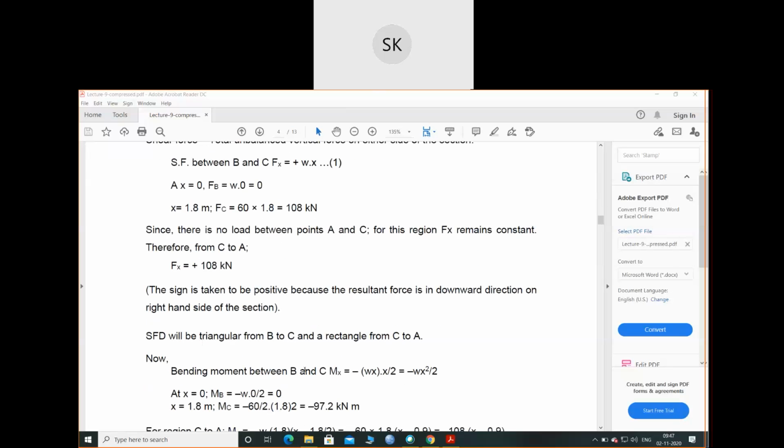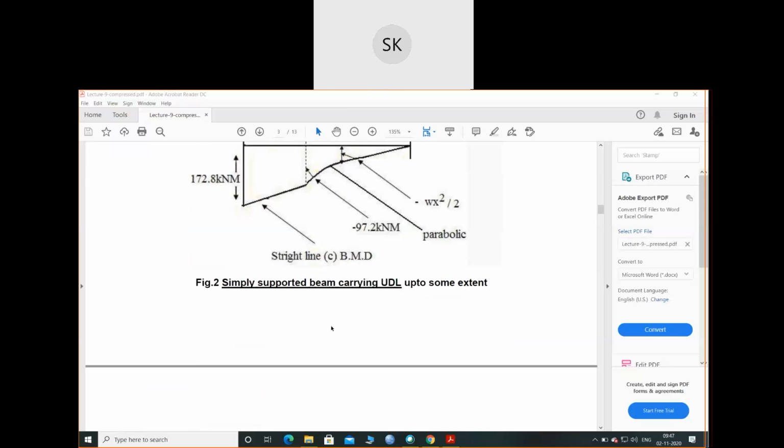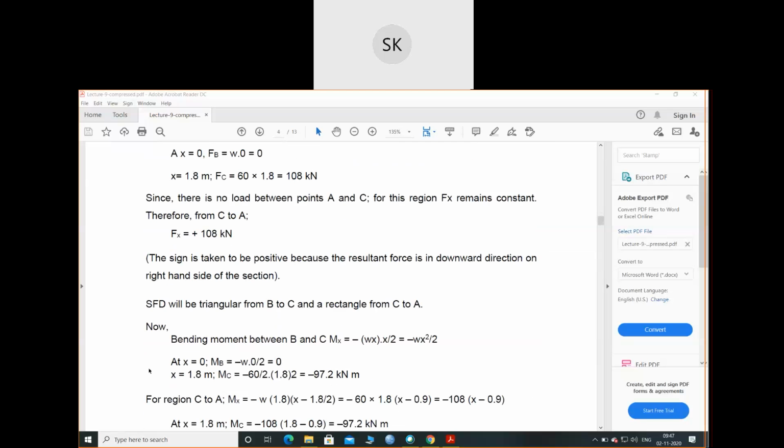Now bending moment. Again, I'm taking the same section here. What will be my bending moment? Force is W into X and the distance is X by 2. So this will be my bending moment, W into X into X by 2. This is the equation of bending moment. Place the values from 0 to 1.8 meter, and these are my bending moments.